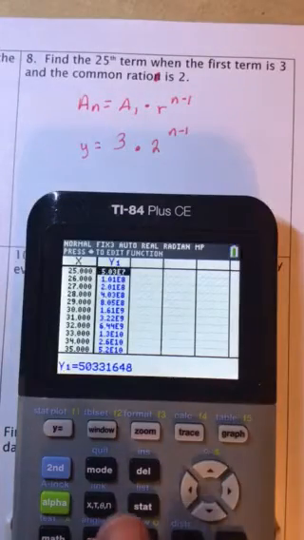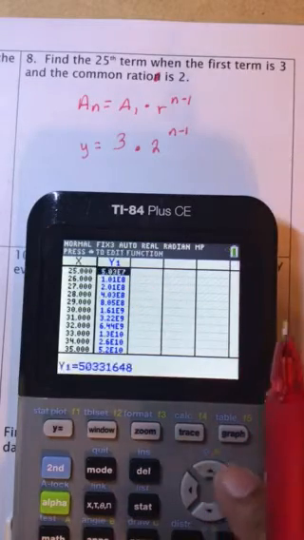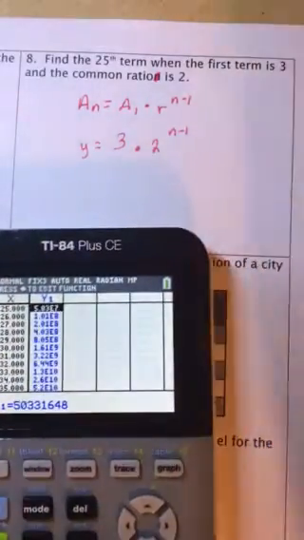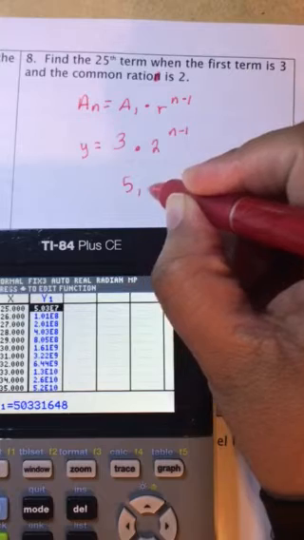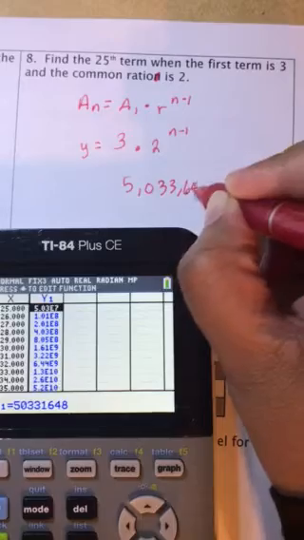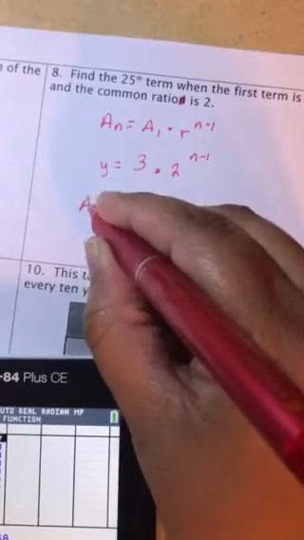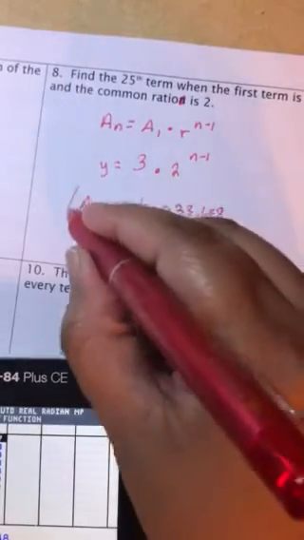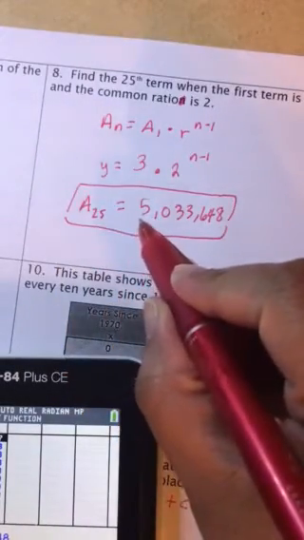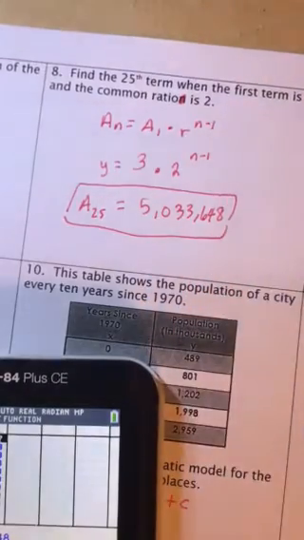The 25th term, if you look at it like this, looks like a weird number. It has e to the 7th power. Well, if you scroll over, it gives you the exact number right here. So our number is 5,033,648. So that is our 25th term, and if you want to get technical, you could write it like that. This is saying that the 25th term is 5,033,648.